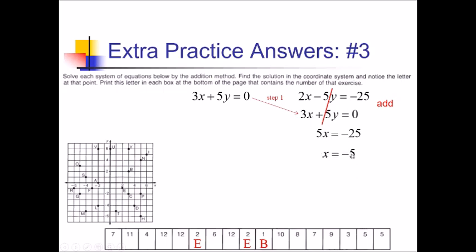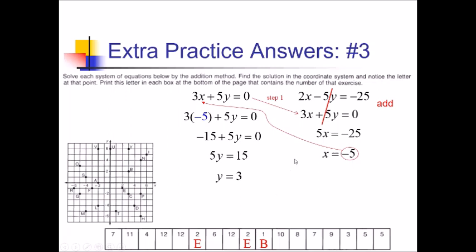And now I can go ahead and plug that back in over here. I'm going to have to do a little bit of work here. So we've got 3 times negative 5 plus 5y equals 0. So that's going to be negative 15 plus 5y. And then if I add 15 to the other side, now I've got 5y equals positive 15. From there, I can just divide both sides by 5, and that gives me y equals 3. So then we end up with negative 5, 3 for this answer. And negative 5, 3, that's going to be, let's see here, that's 4, 5, that's up here. That's going to be O. That's going to go in spot number 3 right there.